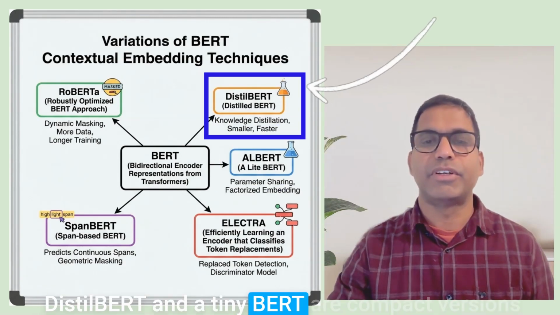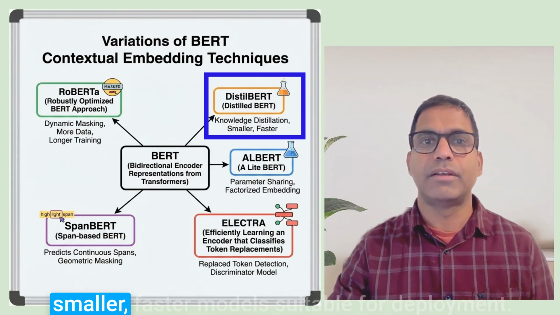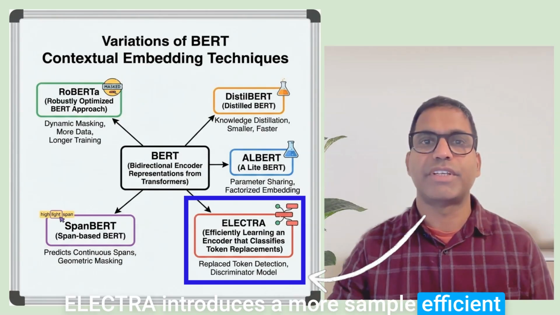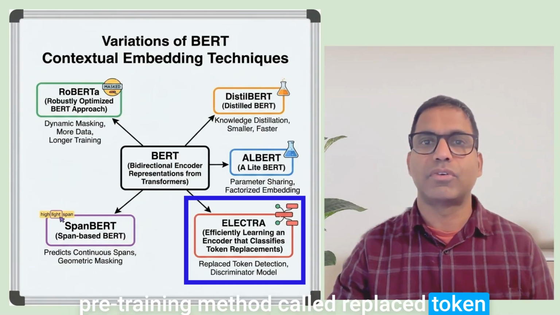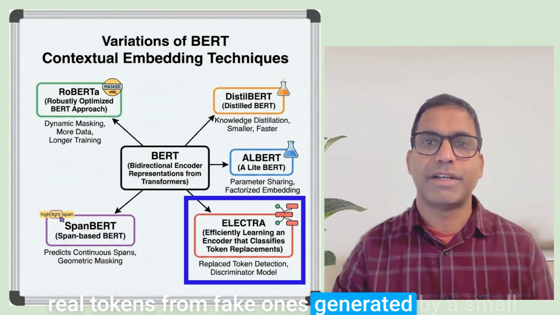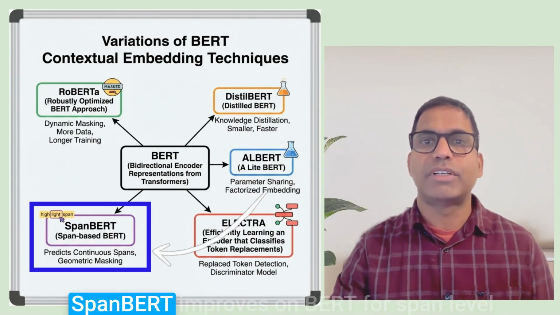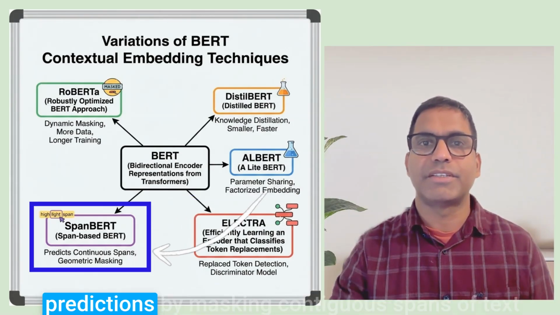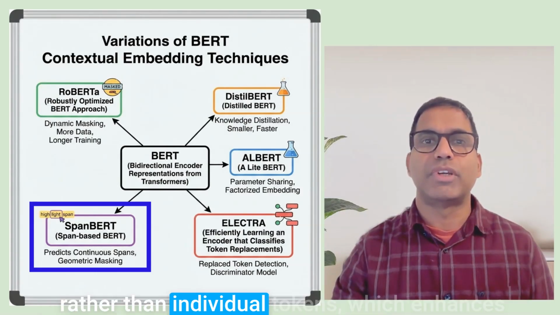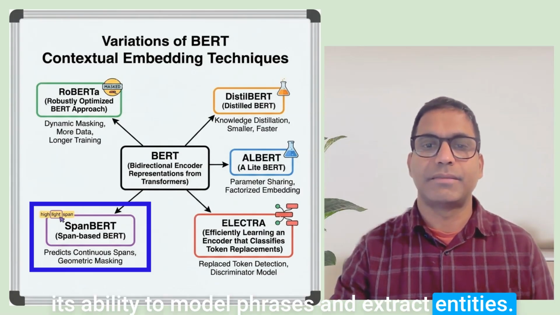DistilBERT and TinyBERT are compact versions of BERT using knowledge distillation to create smaller, faster models suitable for deployment. ELECTRA introduces a more sample-efficient pre-training method called replaced token detection, where the model learns to distinguish real tokens from fake ones generated by a small generator, instead of masking tokens like BERT. SpanBERT improves on BERT for span level predictions by masking contiguous spans of text rather than individual tokens, which enhances its ability to model phrases and extract entities.